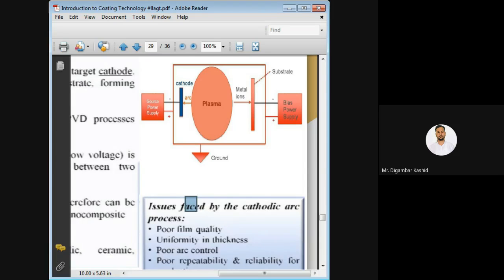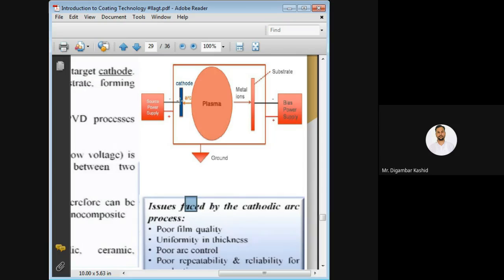The metal ions are going to your substrate. You can see this is the substrate, the metal ions are going there, and the arc is going to the cathode. So here you are using some kind of potential difference by using a power supply also. You are using a high potential difference between your cathode and the anode material.